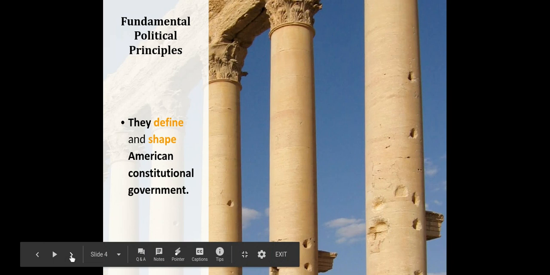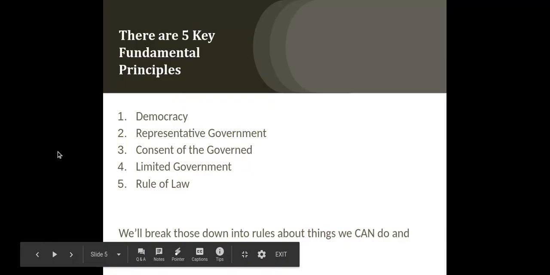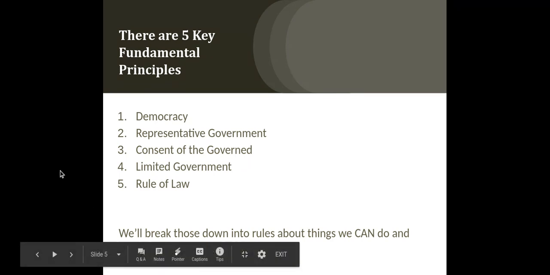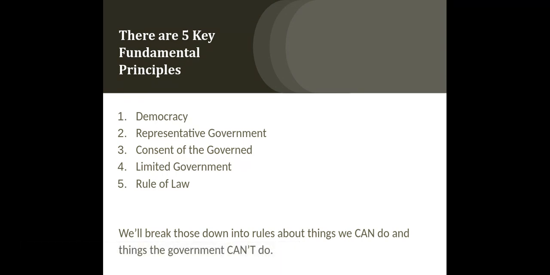And that can go near the top of your notes. All right, these are the 5 key principles. And some of these terms you might know, and some we'll help define today as we go through. But in general, you can think of these things as things that we can do as citizens in our government, and also things that we limit and stop the government from doing. So things the government can't do.